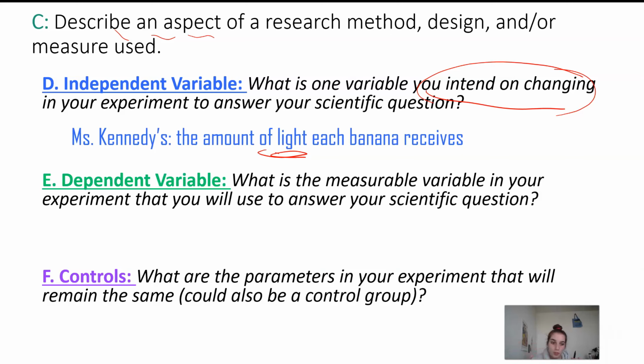So light is what I'm changing. One banana is going to be in no light in the closet. The other bananas are going to be exposed to different amounts of light. So that's my independent variable.